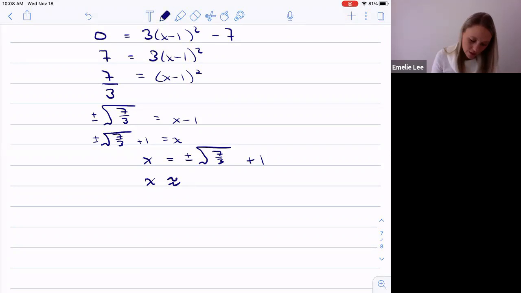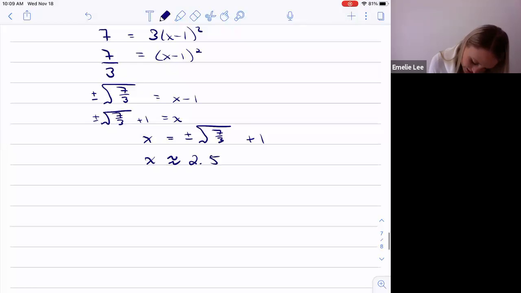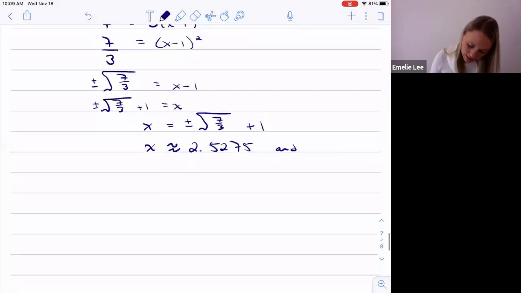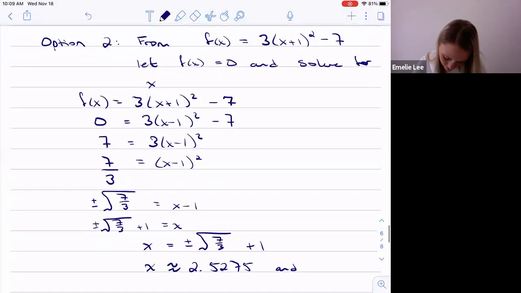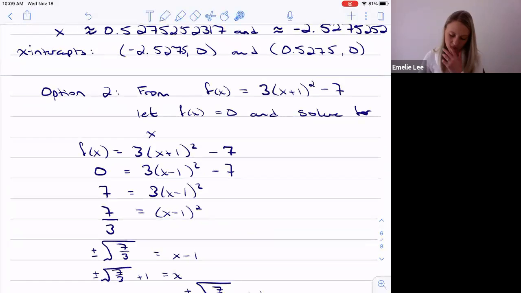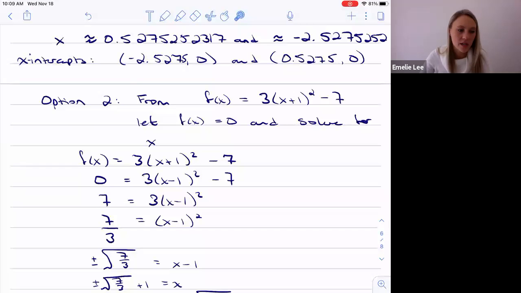So if I do root 7 over 3, oops, plus 1, I get roughly 2.5275. And if I do negative root 7 over 3, the negative's on the outside, plus 1, then I get, hey, what's going on here? Why is it negative? Okay. What did I do wrong?